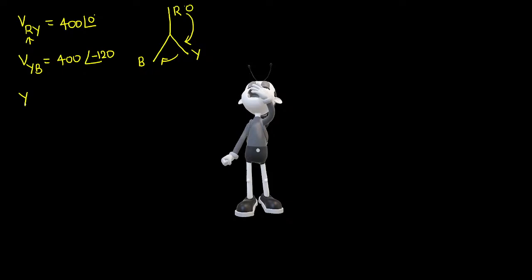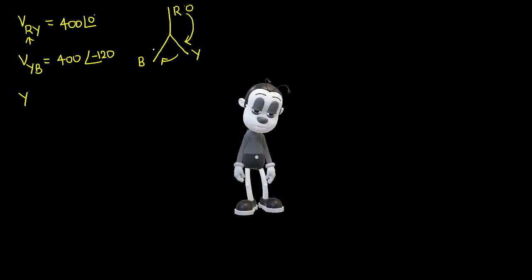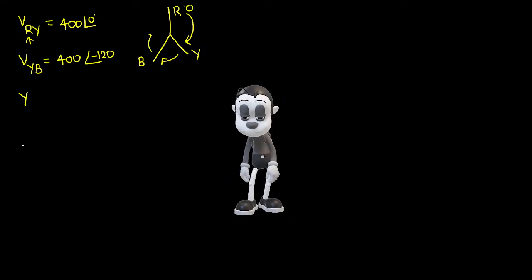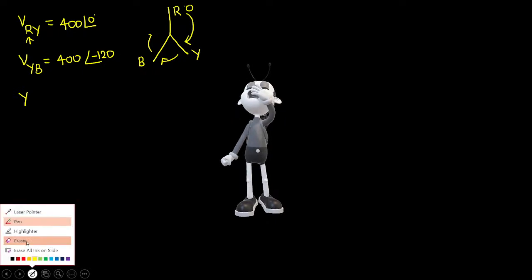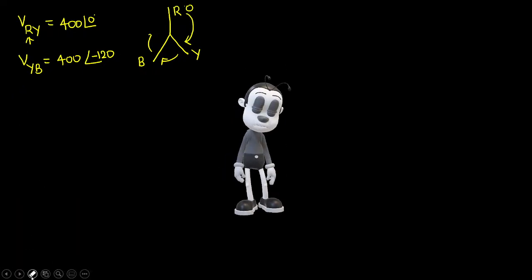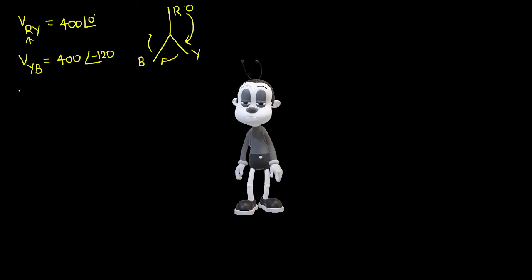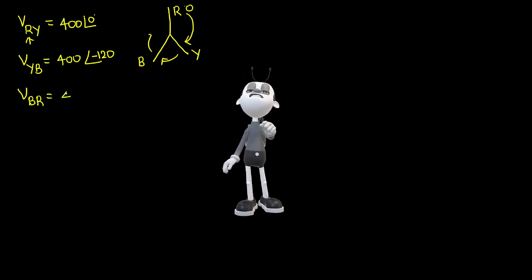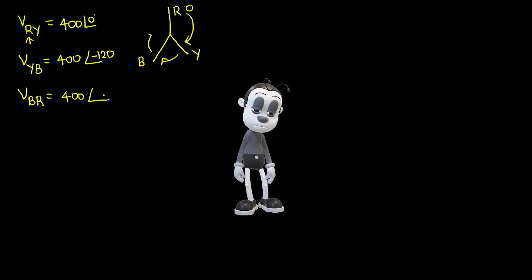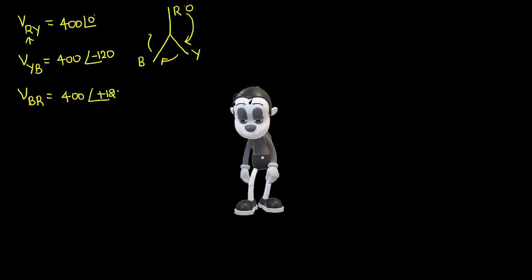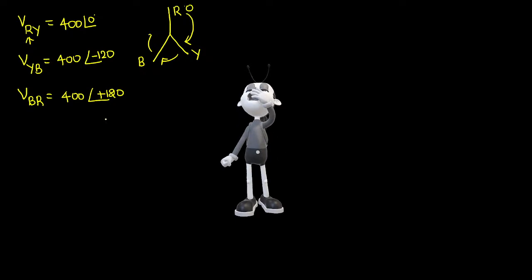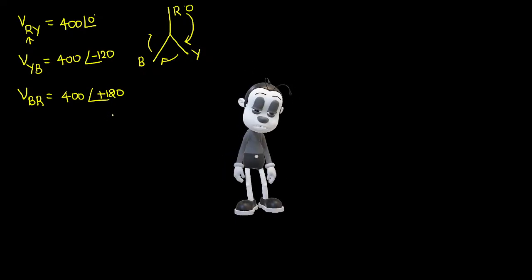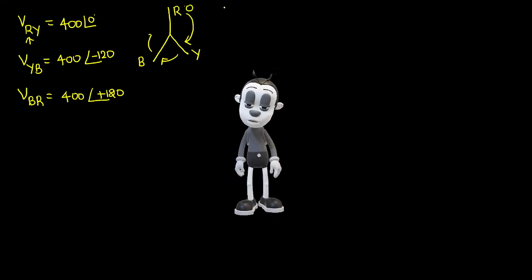Similarly, this is VRY, VYB, next BR, right? One minute, I made a mistake. Write the expression for B to R once again. So this can be written as 400 volts at an angle of plus 120 degree. So this is how we are writing the line voltages from the given data.